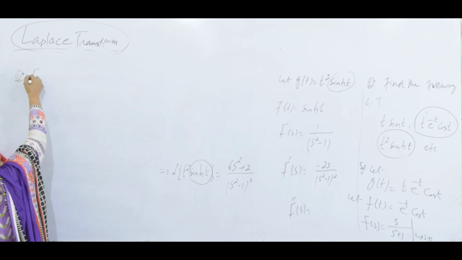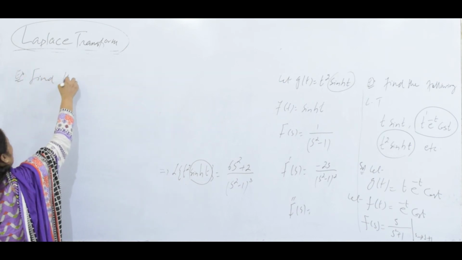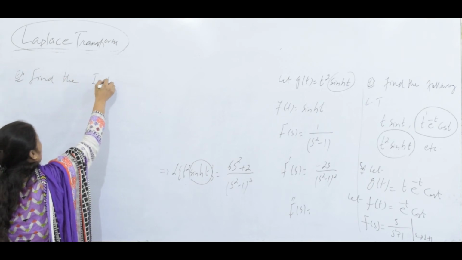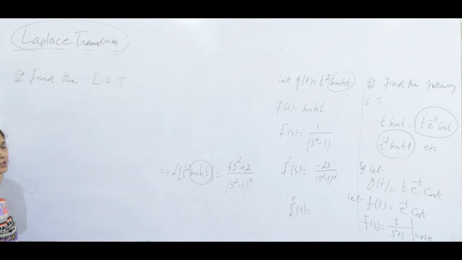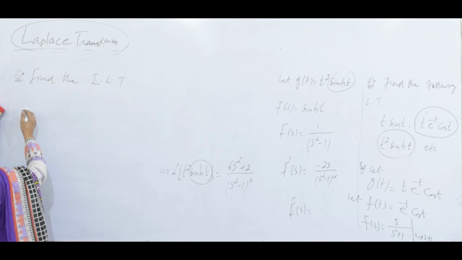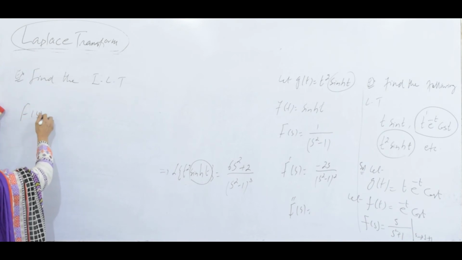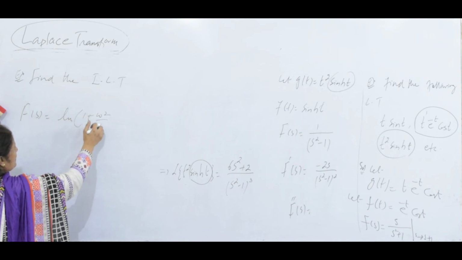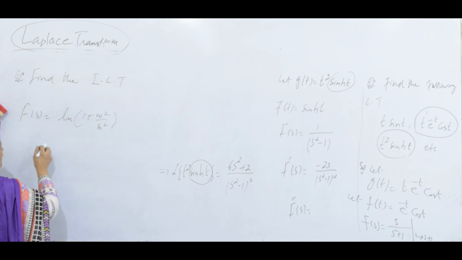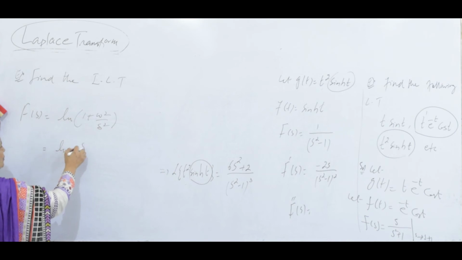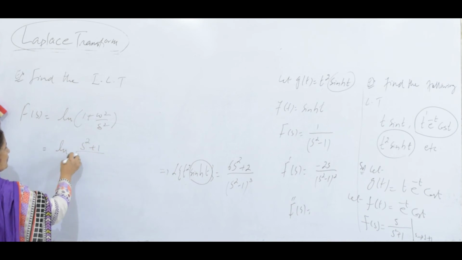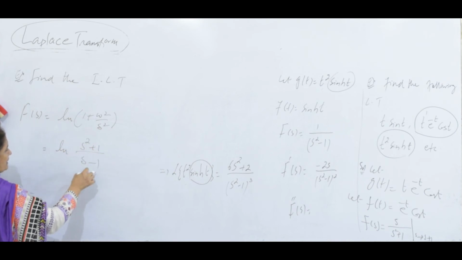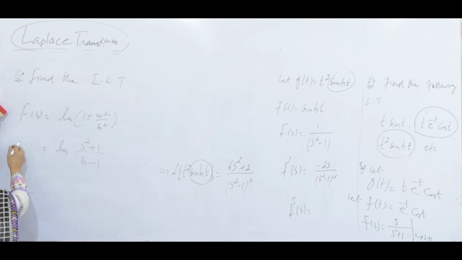Finding the inverse Laplace transform. So let me have a couple of functions. Natural log 1 plus omega square over s square. This is natural log s square plus 1 over s minus 1. Something like that.